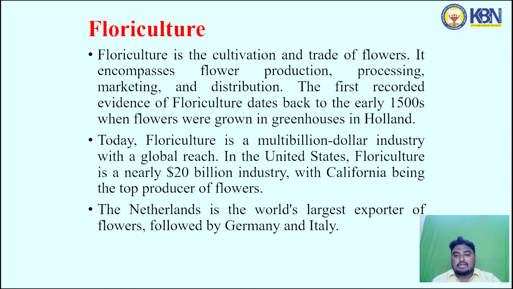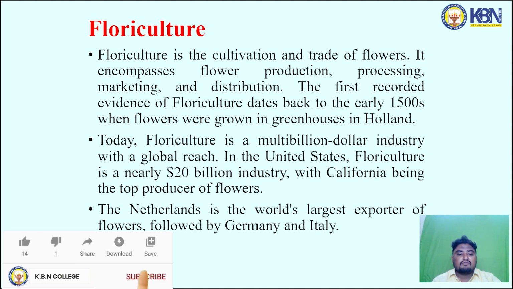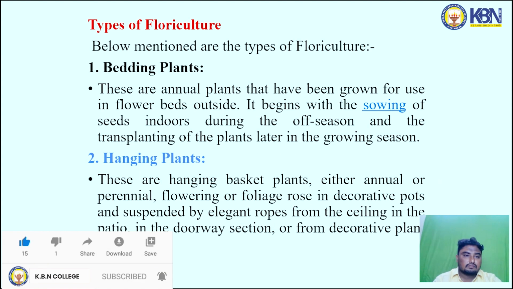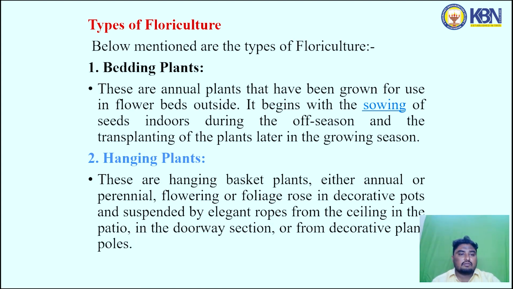In the United States, floriculture is a nearly $20 billion industry, with California being the top producer of flowers. The Netherlands is the world's largest exporter of flowers, followed by Germany and Italy. Types of floriculture. The below mentioned are the types of floriculture. The bedding plants. These are annual plants that have been grown for use in flower beds outside.